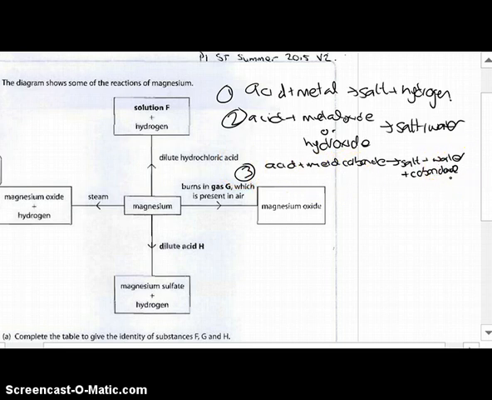So looking at F, F is magnesium and hydrochloric acid, that's acid and metal, will give you salt and hydrogen. So let's identify the salt. It's hydrochloric acid, so the salt is going to be a chloride, and that's going to mix with magnesium. So the answer is going to be magnesium chloride.